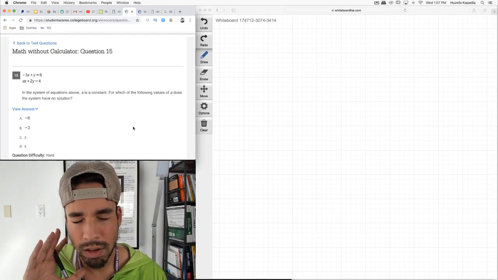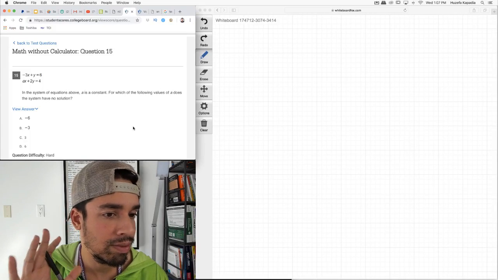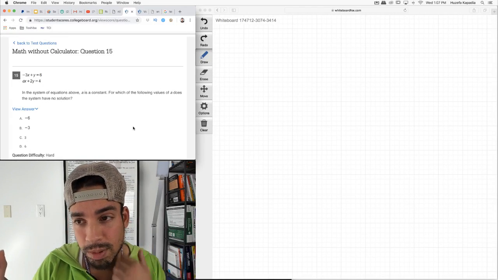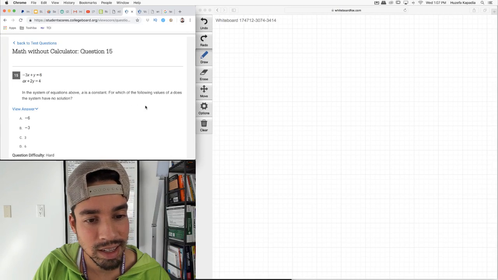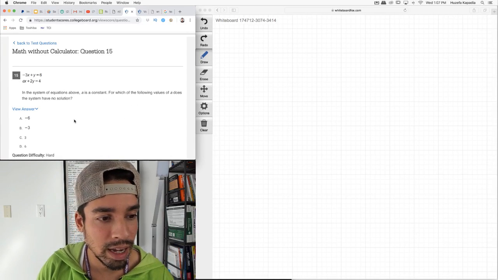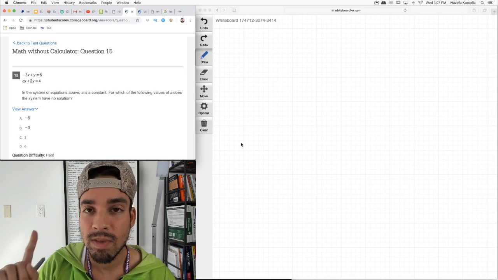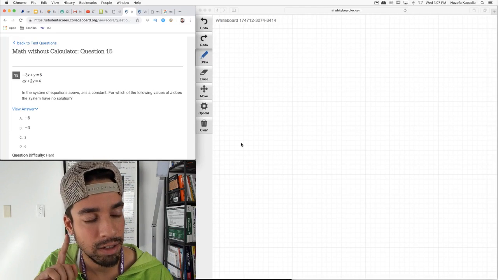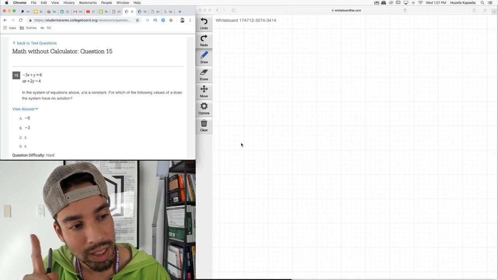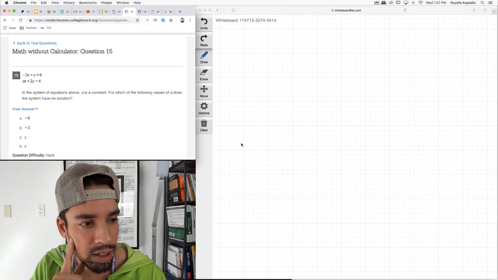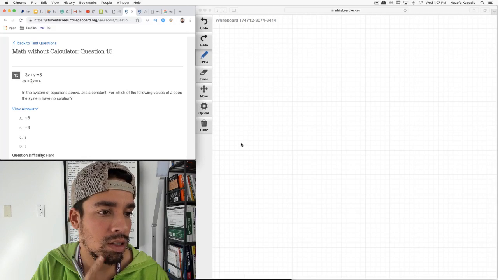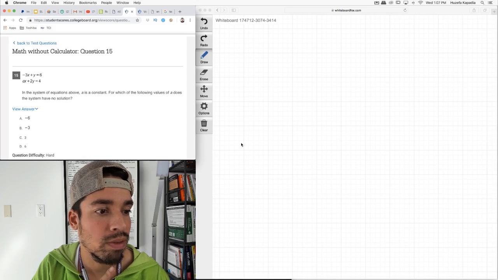Now this is usually the hardest or one of the hardest problems because it's 15 and then after this it goes into the free response. So we got these systems of equations. A is a constant. For which of the following values does A have no solution? You need to know what they're asking here. Okay. What they're asking is for what value of A will these two equations be equivalent?